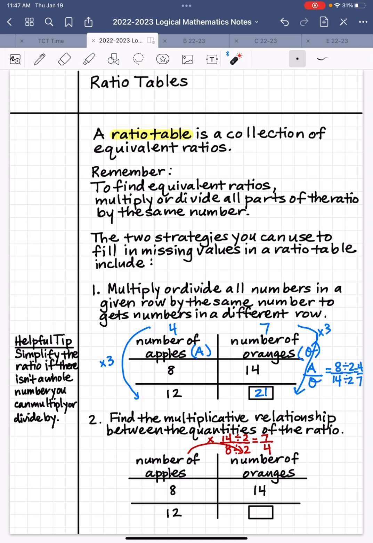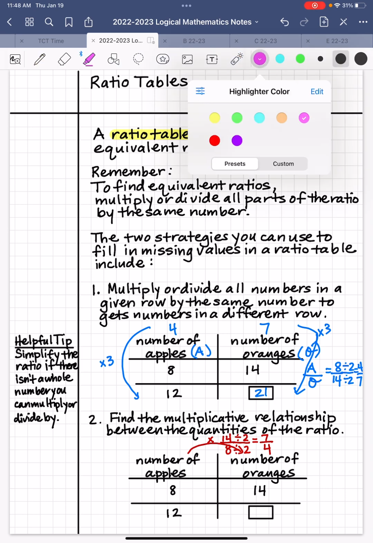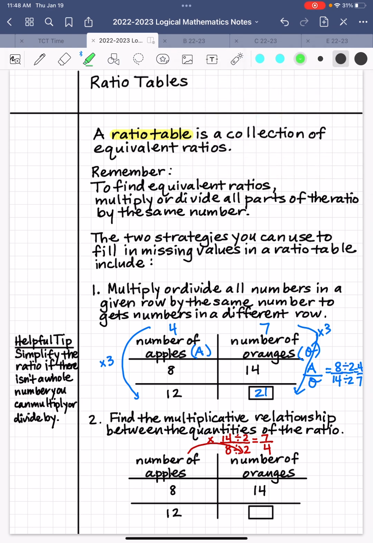So the fraction that I could make is 8/14 or 4/7. But in this case, I'm trying to find the number of oranges, so I'm going to take the number of apples, in this case 12, and multiply it by 7/4. But just to reiterate what I did so you can see the visuals, I took the number that I wanted to get to, which was 14, and I divided by the number that I start at, which is 8. So really, I'm multiplying by 14/8, okay?